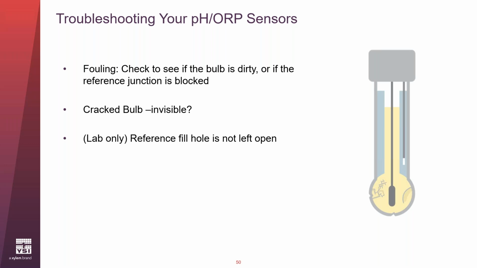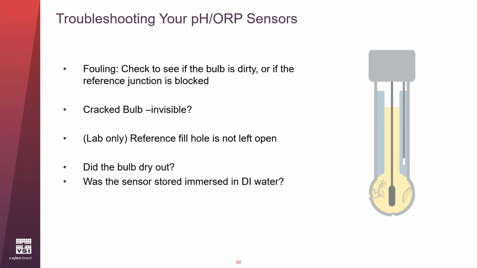Lab only tip, reference hole is not left open. Some lab probes are refillable. If you do not open the fill hole, then you may have trouble getting a stable reading. It's basically like keeping your finger over that straw that we discussed earlier. Did the bulb dry out? This accelerates the aging process and creates micro cracks on the surface of the probe. Eventually that will also short it out.